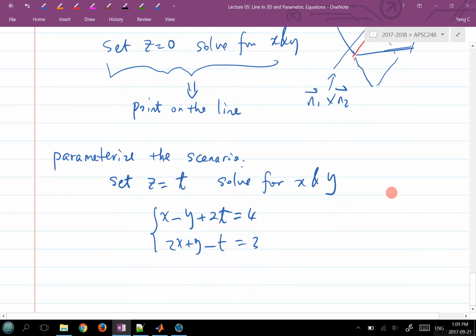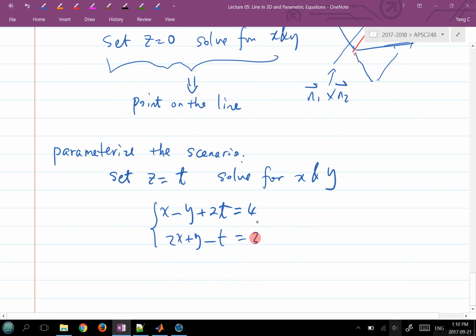Okay. So plug it in, you get these two equations here. And now solving for x and y means you treat the t as a constant now. So then you get x minus y equal to 4 minus 2t, 2x plus y equal to 2 plus t. So you treat t as part of the constant. Then you solve for x and y here.